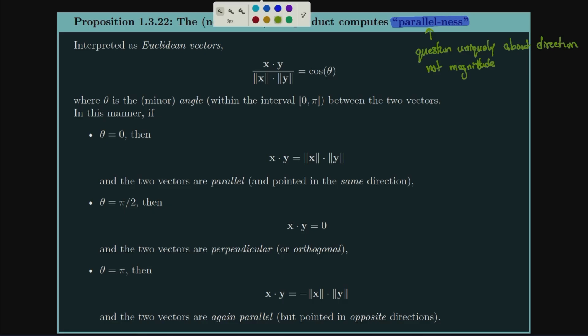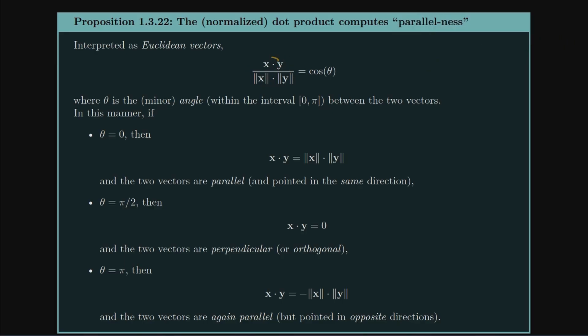And so the process of computing parallelness inherently incorporates a normalization procedure, which you can see here. We've divided x by its magnitude and we've divided y by its magnitude. So it turns out if you take any two vectors, interpreted as Euclidean vectors, and you divide them by the product of their magnitudes, in other words, you normalize them, that dot product will always be equal to the cosine of the angle between the two vectors.